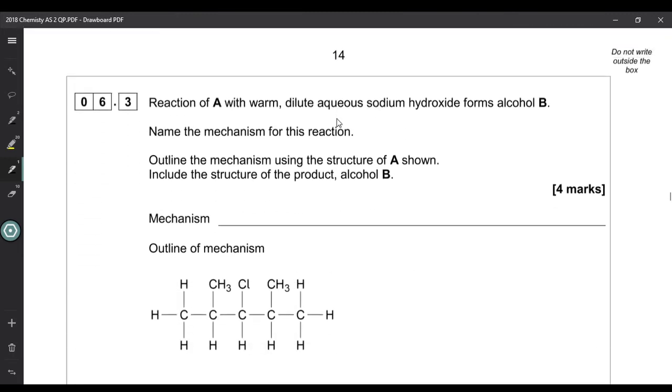Okay, reaction of A with warm dilute aqueous sodium hydroxide forms an alcohol, B. Name the mechanism for this reaction, outline the mechanism using the structure of A shown, and include the structure of the product alcohol B. So the mechanism is going to be nucleophilic substitution.